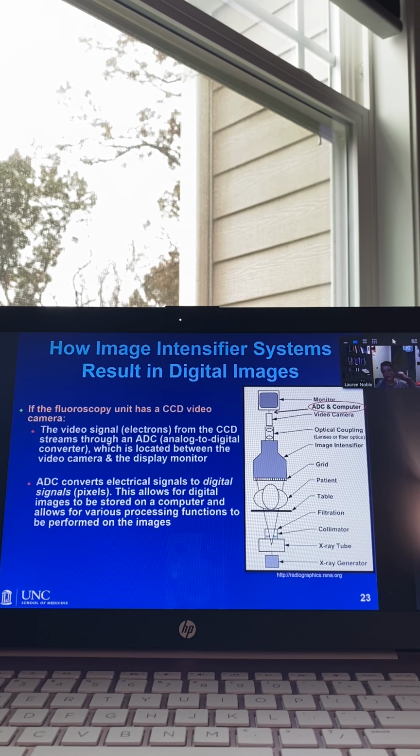So if you had to identify two video cameras, you should be able to recognize Vidicon and CCD as video cameras. Which one will allow for digital images? The CCD will. Okay.